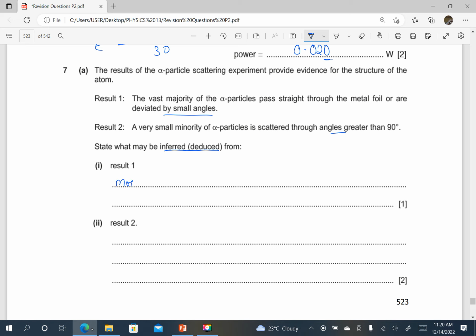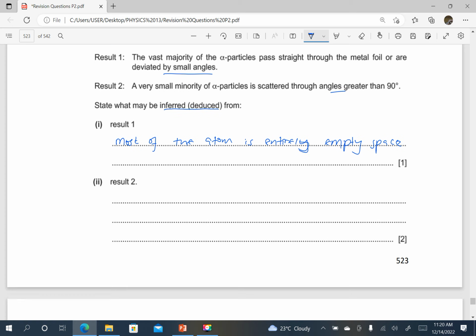Most of the atom is entirely empty space. I'm poor at writing Y and G. Most of the atom is entirely empty space.